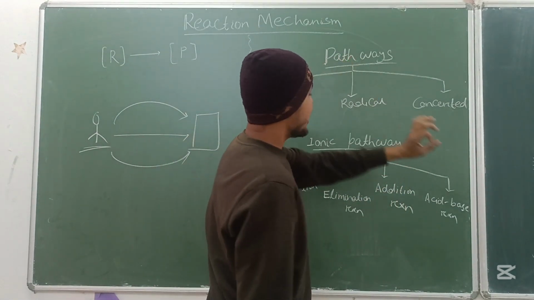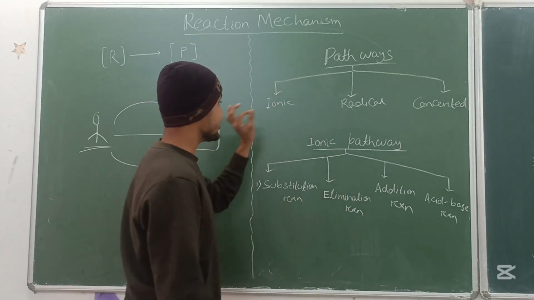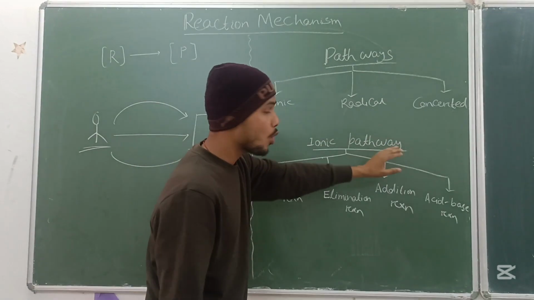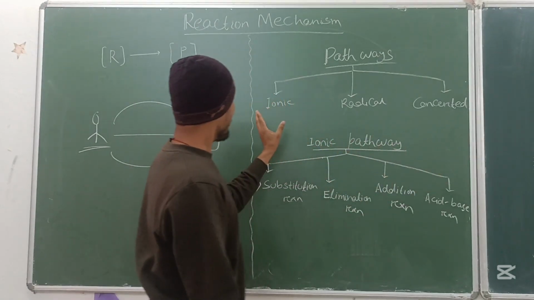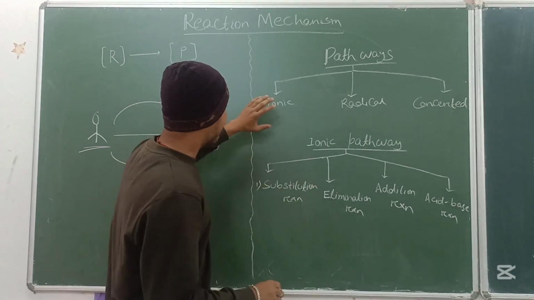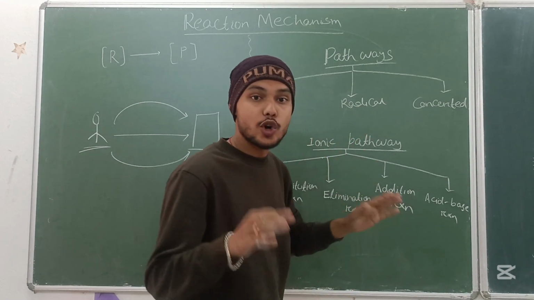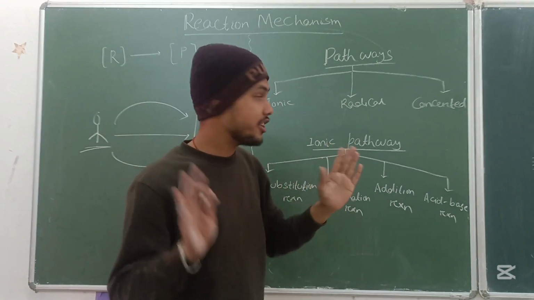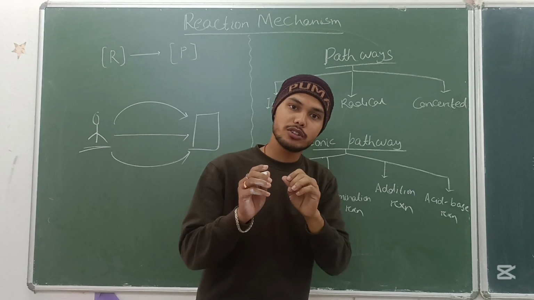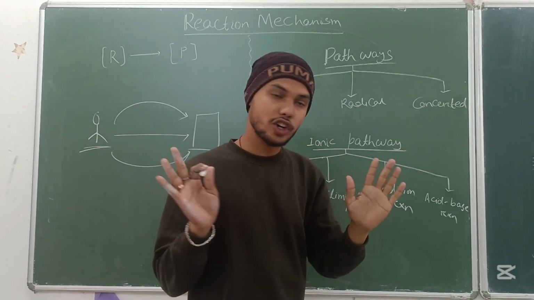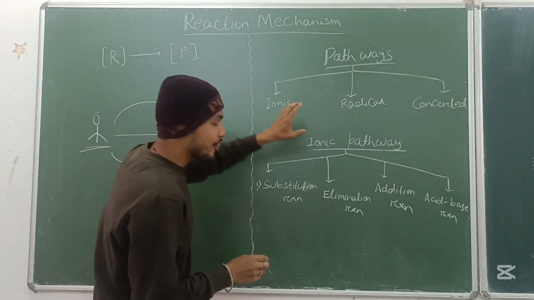This pathway is basically divided into three types. One is ionic pathway, one is radical pathway, one is concerted pathway. In your syllabus, we will study only the ionic pathway. The radical pathway is only studied under photochemistry, and the concerted pathway is studied under pericyclic reactions. Okay, so let's start the ionic pathway.